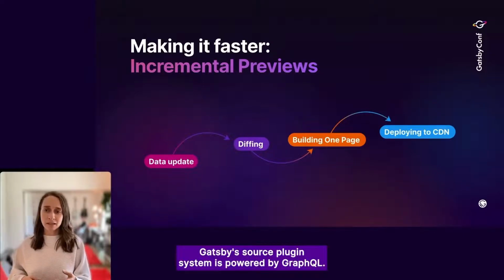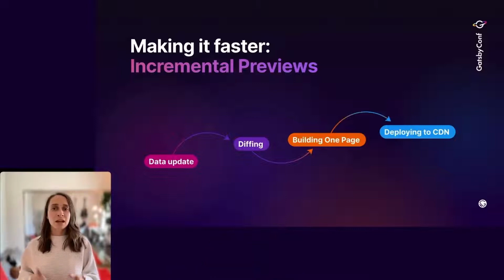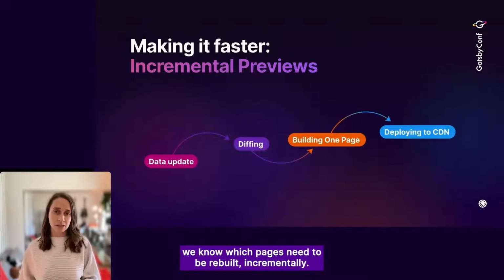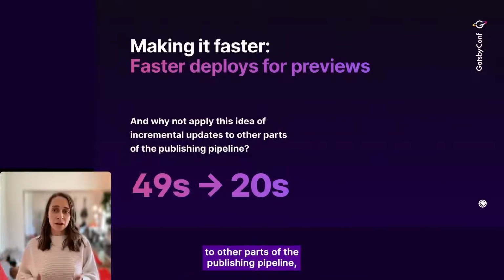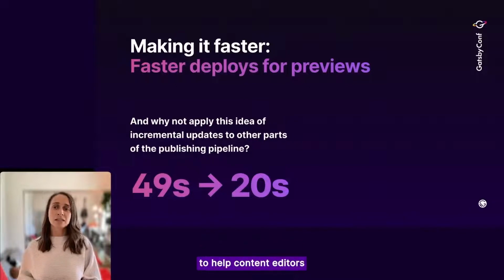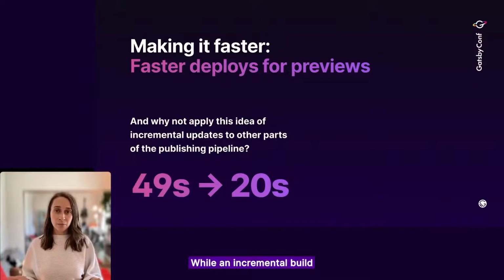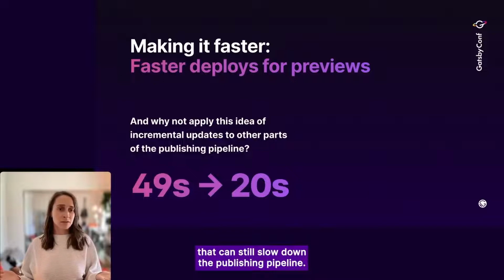Gatsby's source plugin system is powered by GraphQL. Pages pluck data from this schema. Gatsby can track these page data dependencies, and when data changes, we know which pages need to be rebuilt incrementally. So we thought, why not apply this incremental concept to other parts of the publishing pipeline to help content editors feel that immediate preview experience? While an incremental build might take less than 5 seconds, if we have to check every route in order to invalidate stale data, that can still slow down the publishing pipeline.